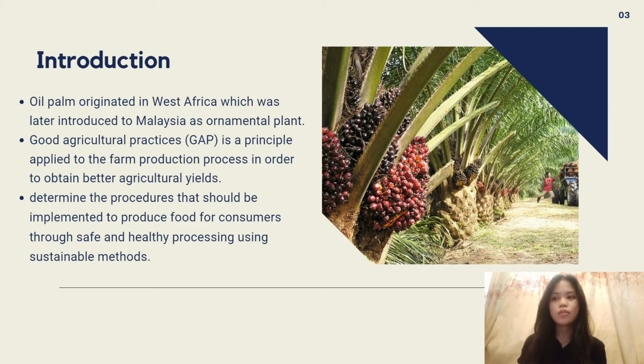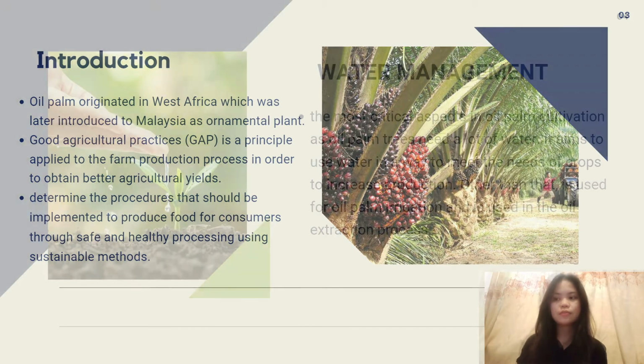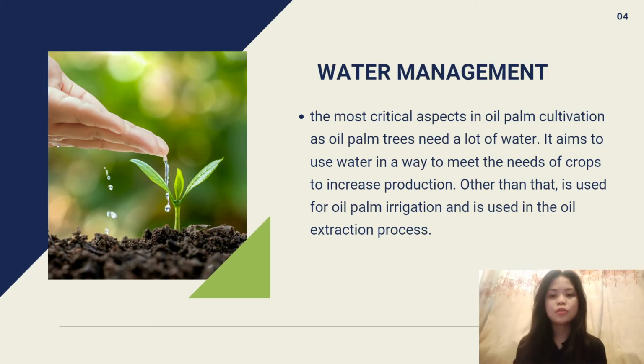These practices are also used to facilitate agricultural activities. In addition, they determine the procedures that should be implemented to produce food for consumers through safe and healthy processing using sustainable methods. The first good agricultural practice is water management.